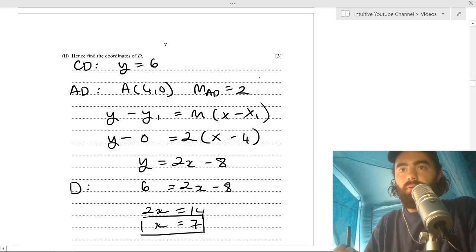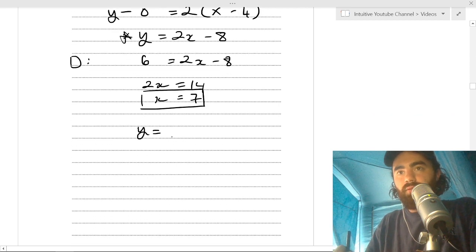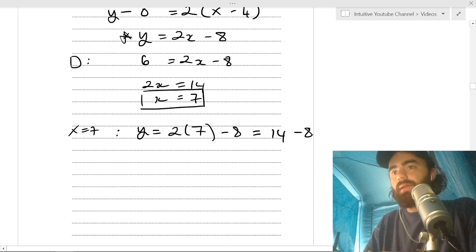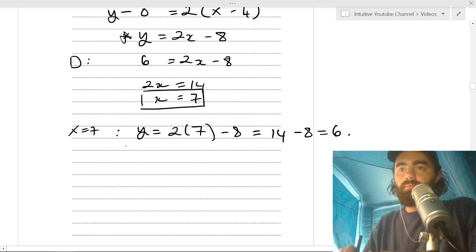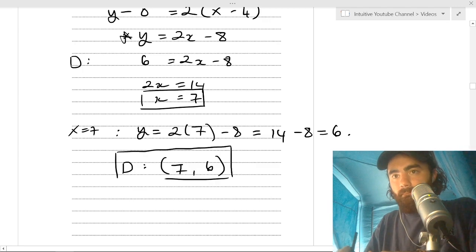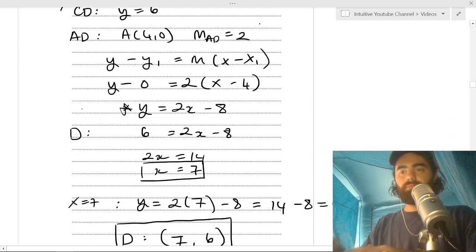And then to find y, we can just substitute this back into this equation here. When x equals 7, y equals 2 times 7 minus 8, which equals 14 minus 8, which equals 6. So the point D occurs at (7, 6). Done.